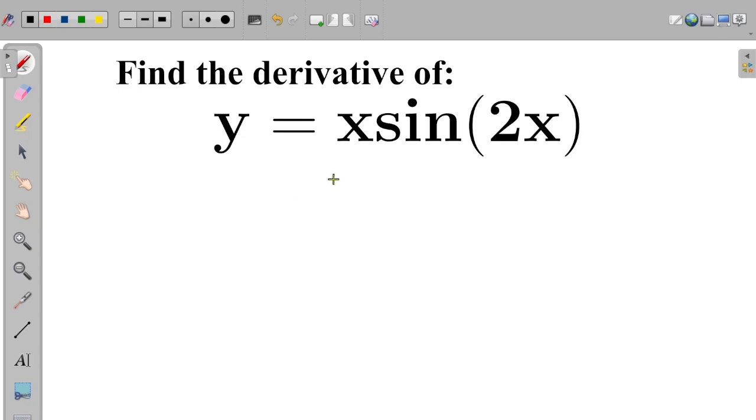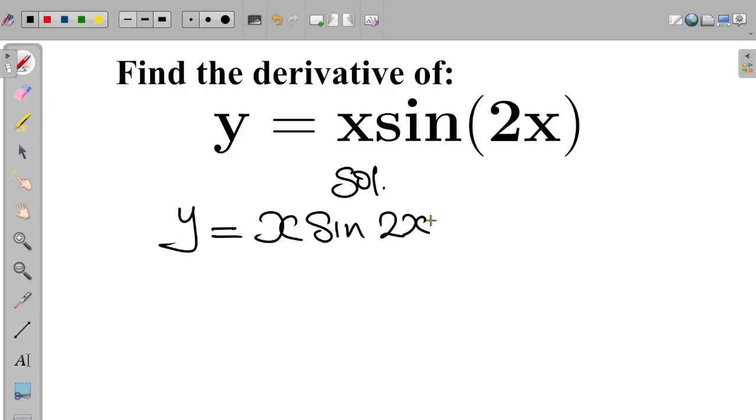We are asked to find the derivative of y. So we have that y is equal to x multiplied by sine 2x. Now, if you observe the right-hand side, you will find out that this is a product of two functions. And for us to be able to obtain the derivative of y, we must use the product rule.